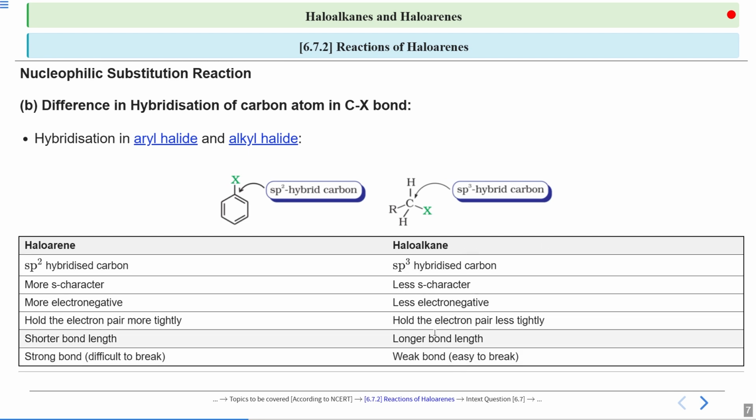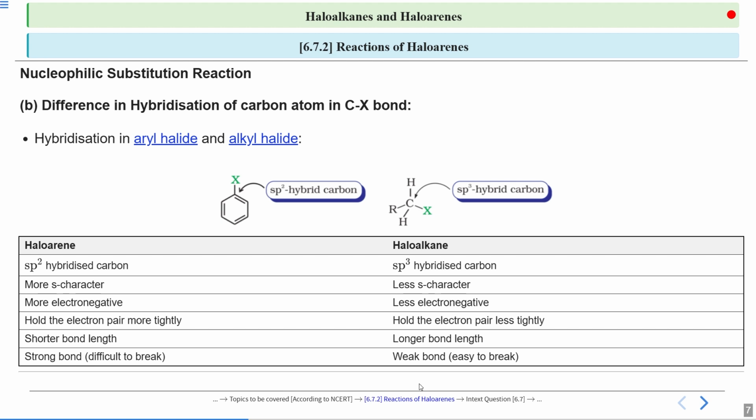Meanwhile, in the haloalkanes, we have lesser s character, due to which there is lesser electronegativity, so the electron pair is held by lesser force. That means less tightly compared to haloarenes. Due to this, in the haloalkanes, the bond length will be longer and the bond will be weak. That means, compared to haloarenes, the bond is easier to break in the haloalkanes.